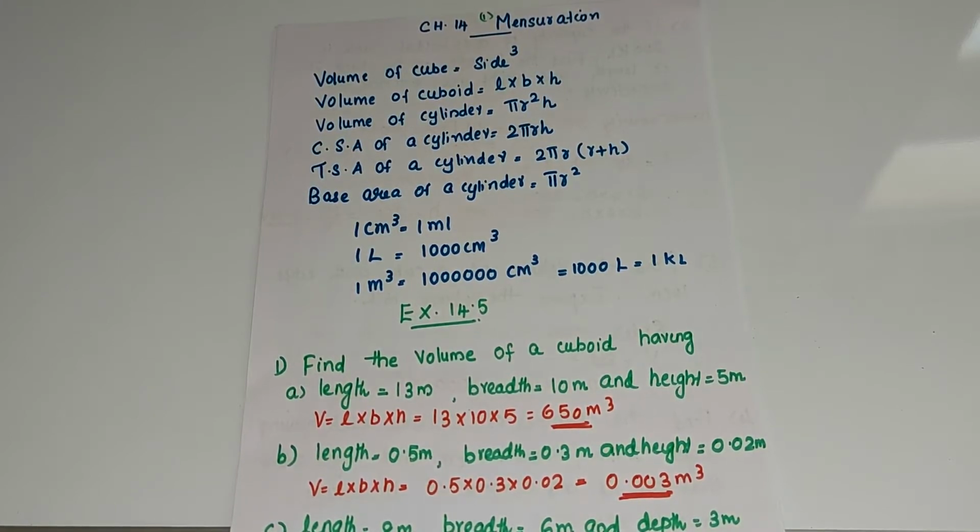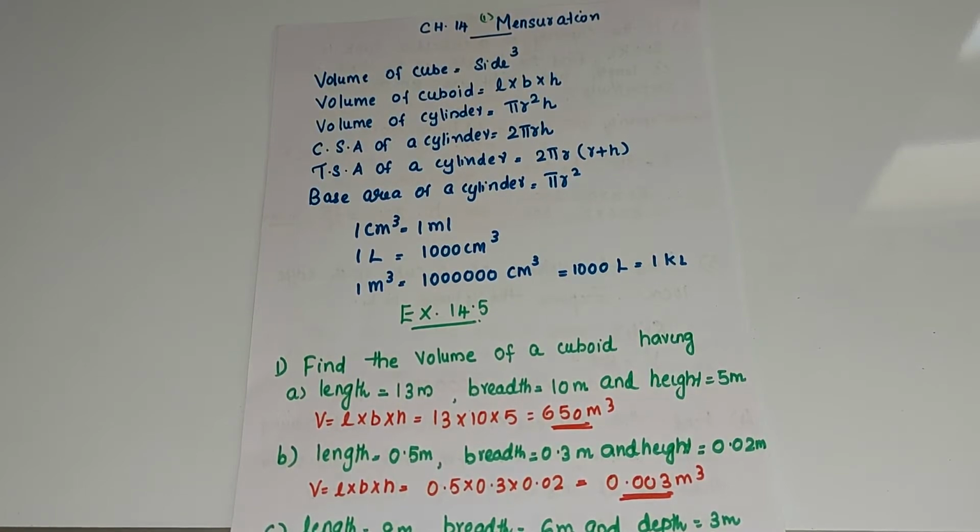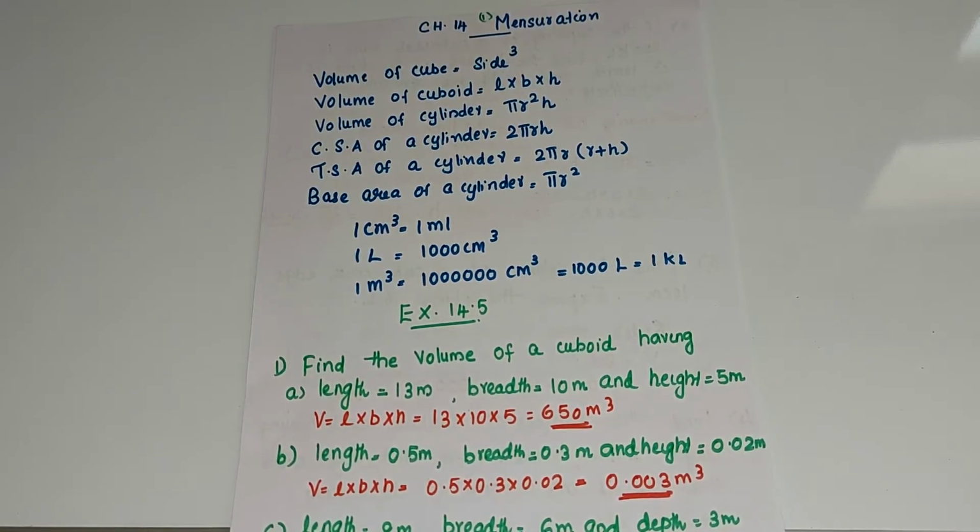So first, what is volume of cube? Volume of cube equal to side into side into side, that is side cube. Volume of cuboid equal to length into breadth into height. Volume of cylinder equal to pi r square h, where r is the radius of the cylinder and h is the height of the cylinder. CSA of cylinder equal to 2 pi r h. TSA, total surface area of cylinder equal to 2 pi r into r plus h.